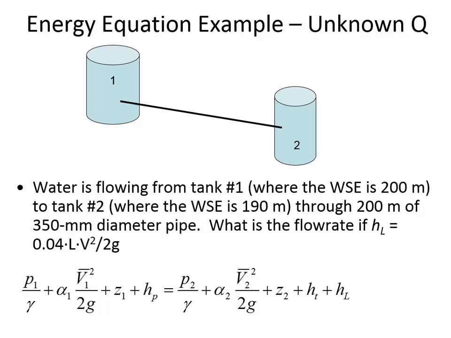The water surface elevation here is 200, so Z1 is 200 meters. And Z2, I'll make it a little bit lower. Z2 is 190 meters. And let's see. Water's flowing from tank 1 to tank 2. The length of the pipe is 200 meters. And then the diameter of the pipe is 350 millimeters.